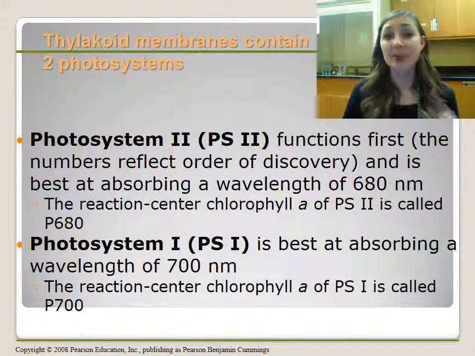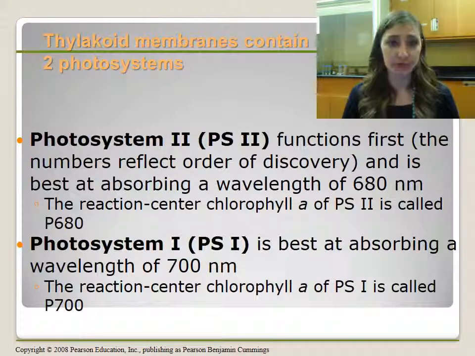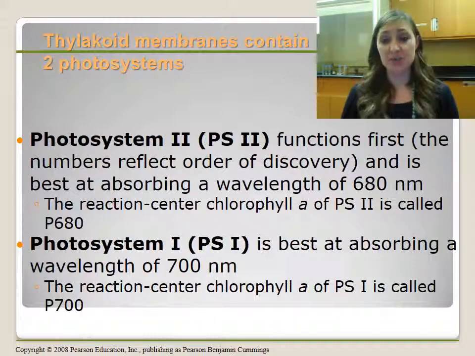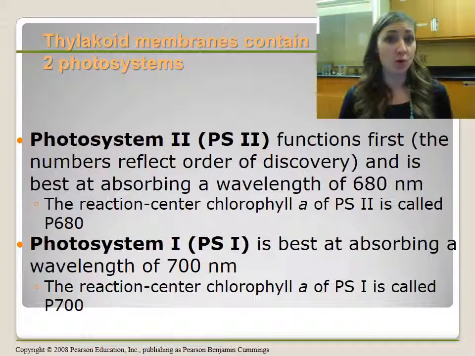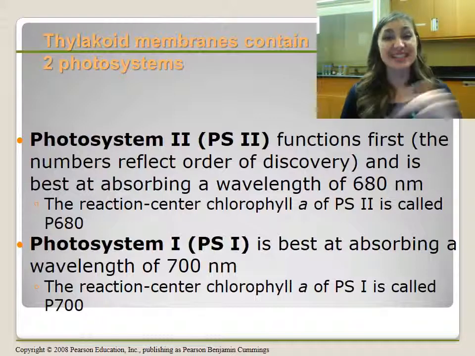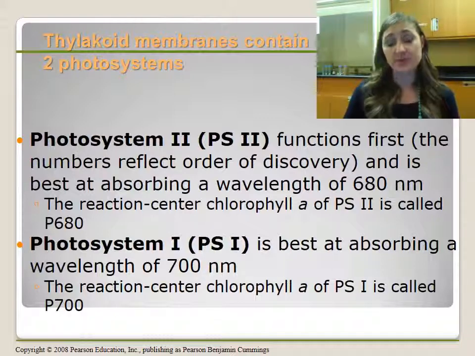Thylakoid membranes have not one, but two photosystems that act in cooperation with one another. Photosystem 2 functions first in photosynthesis. It's named 2 because it was discovered second, although it functions first. It is best at absorbing a wavelength of 680 nanometers, so we call it P680. Photosystem 1 functions second and is best at absorbing a wavelength of 700 nanometers, so we call it P700.